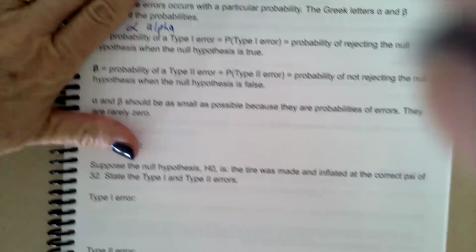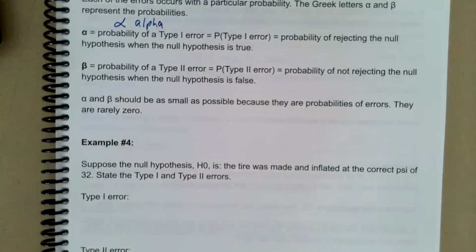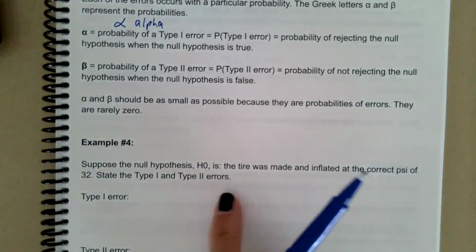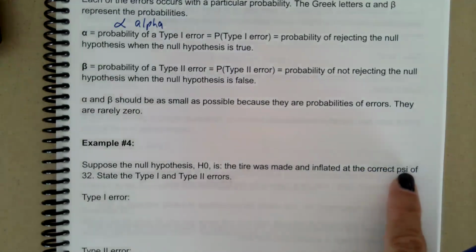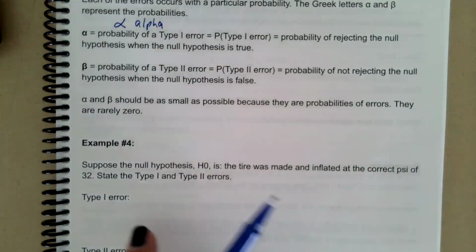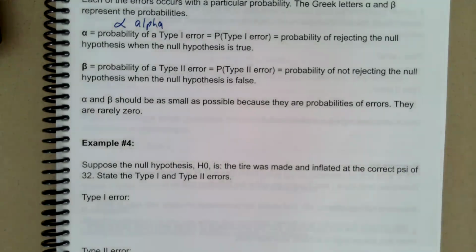So let's look at example 4. Example 4 says, suppose the null hypothesis H0 is the tire was made and inflated at the correct PSI of 32. And we're going to state the type 1 and type 2 errors here.